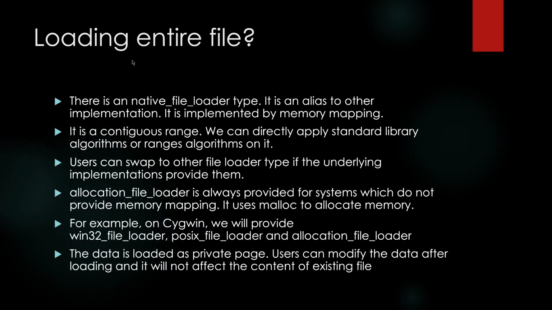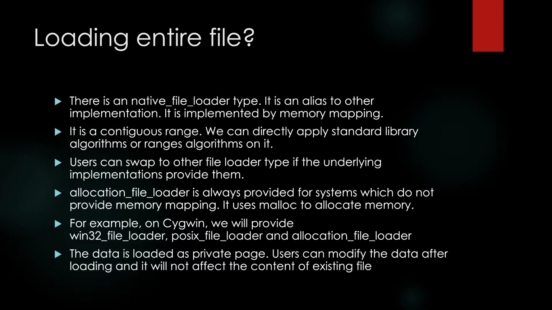What if we want to load the entire file, right? I've seen a lot of people loading a file. They just seek. This is very bad because you have allocation failure with seek, right? So there's actually a native file loader type. It's implemented by file memory mapping. It's a contiguous range, and we can directly use standard algorithms with it.